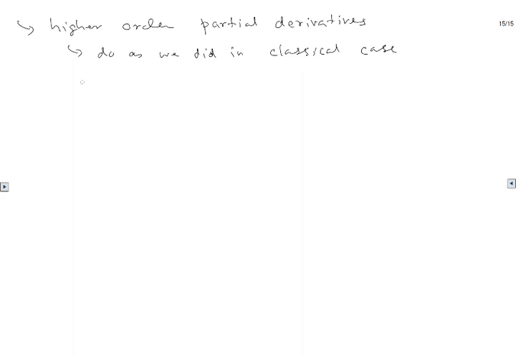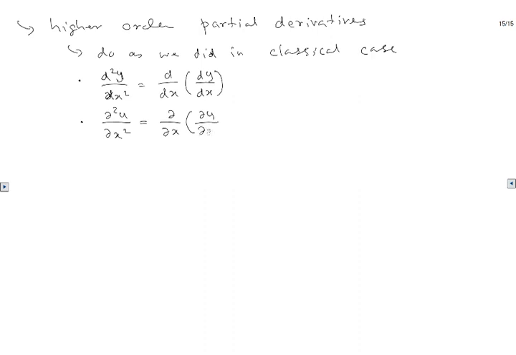So for example, we know that when you have d squared y over dx squared, what does that mean? This means the derivative of dy over dx. d squared y over dx squared means d over dx of dy by dx. So we do the same thing here. ∂²u/∂x² is simply equal to ∂/∂x of ∂u/∂x.